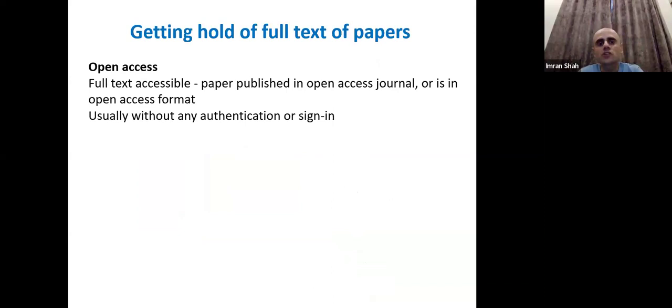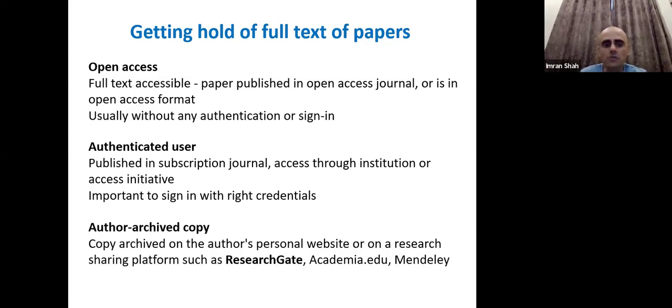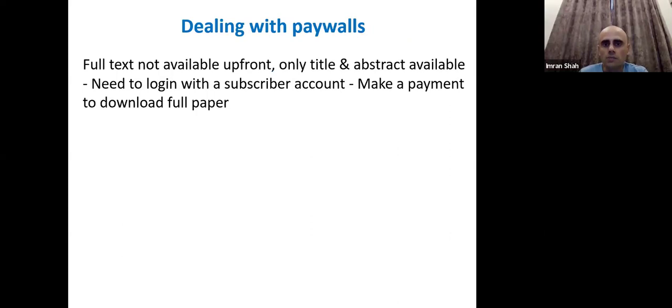So full text papers, yes, open access, we can get them. Authenticated users, sometimes we have sign-in options, we get them. At other times, authors also upload their papers, author archived copies, like on ResearchGate. So you can get access to full text papers from them.